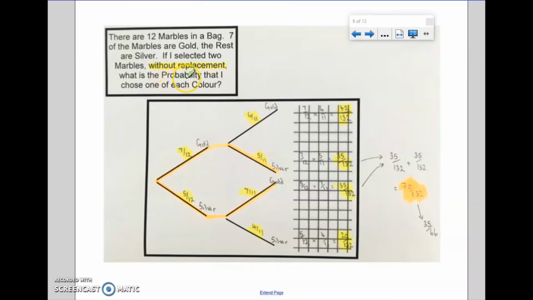Then the question asks, I want the probability that I choose 1 of each color. So I'm interested in gold followed by silver, because that would be 1 gold and 1 silver, which is 35 over 132. And I'm also interested in choosing a silver first, then followed by a gold, which would also be 35 over 132. Add those two together, 70 over 132, which we could simplify down. So I want one of each colour, which means I'm not interested in gold, gold, and I'm not interested in silver, silver.